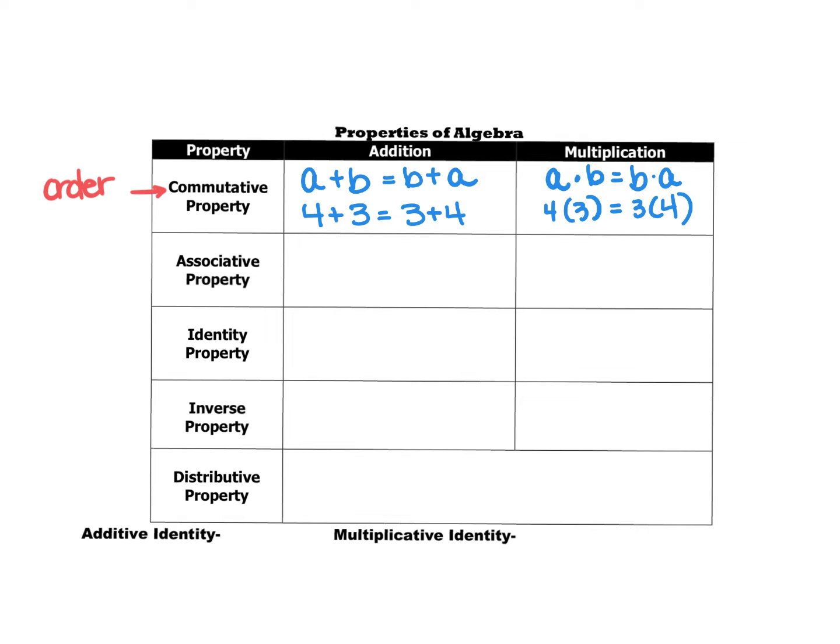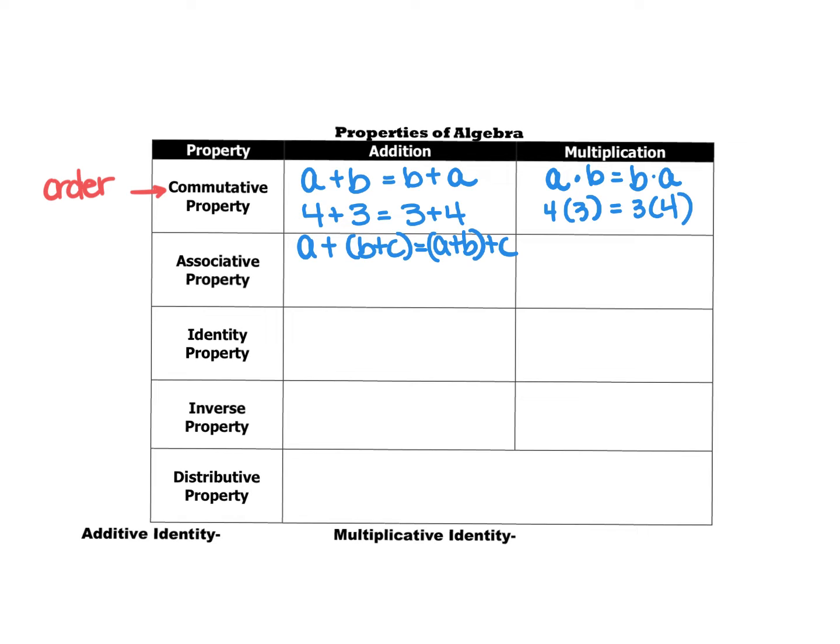Now let's go ahead and take a look at the associative property. The associative property says that A plus, now in parentheses, B plus C can be equal to, in parentheses, A plus B, plus C. So what we're doing here is we are regrouping it.